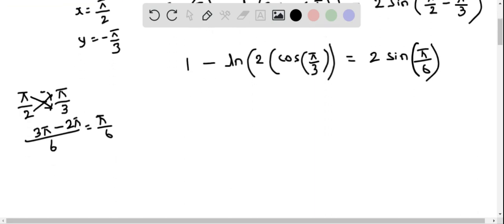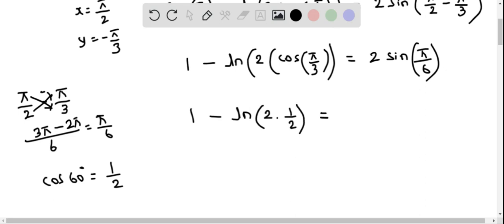Let's continue to verify. Here we have 1 minus natural logarithm of 2 times cosine of π/3. Cosine of π/3, in terms of degrees, is cosine of 60 degrees, and this equals 1/2. So I put 1/2 here, and this equals 2 times sine of π/6. Sine of π/6 is sine of 30 degrees, and this is also 1/2. So I put 1/2 here.